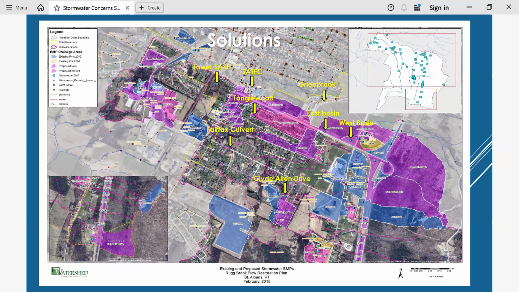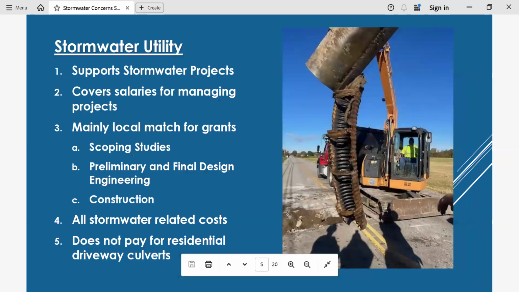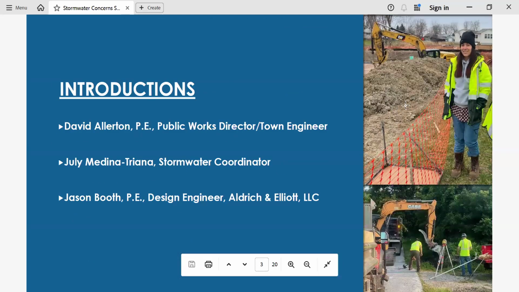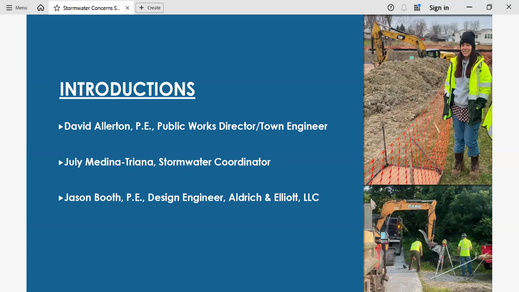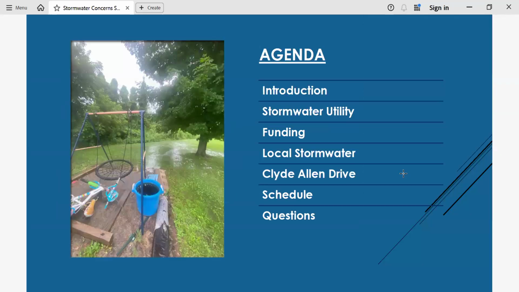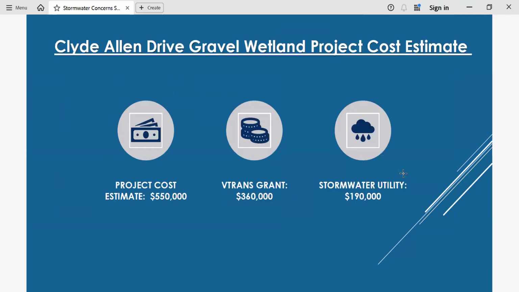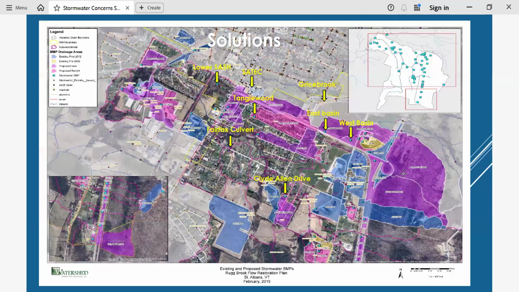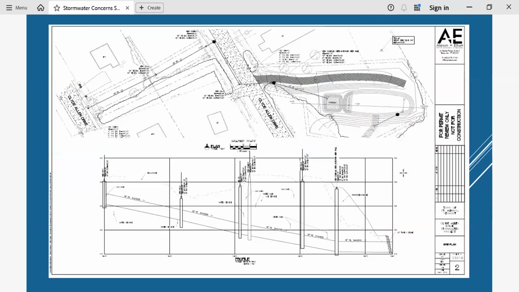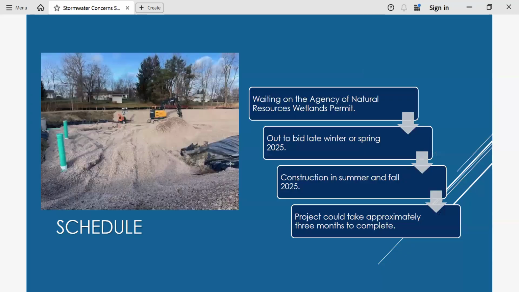Julie, if you go back to the presentation, some of those pictures we had in there were of Tanglewood being constructed. That one right there where Julie is standing, that's over behind Tanglewood. I think there's another picture in there too, Julie. Maybe it's at the end. Not that, this one right there. That's the gravel in the gravel wetland before the wetland swale goes on.